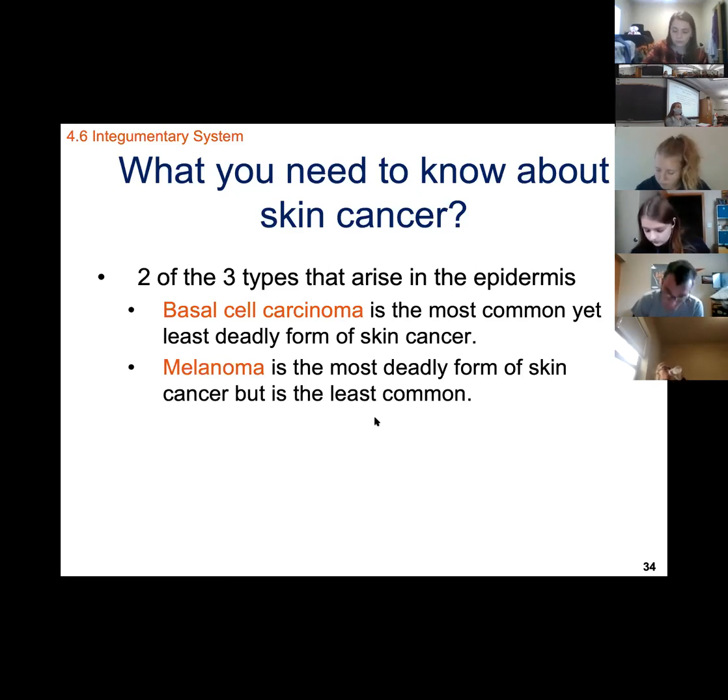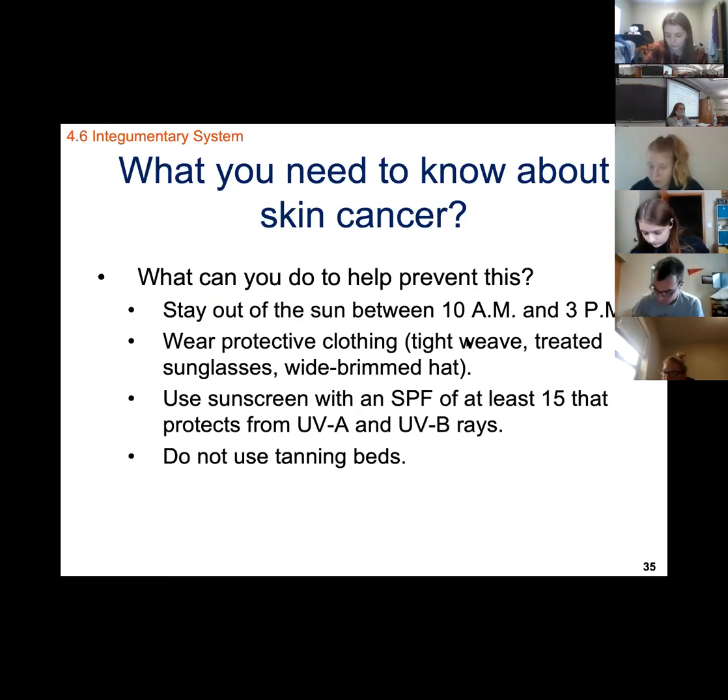The basal cell sarcoma is the most common yet least deadly form of skin cancer. Like I said, it's least deadly. Essentially what happens is that it just gets removed and it doesn't give you any problems. The melanoma is the most deadly form of skin cancer, but it's the least common. So skin cancer is not common to be deadly, if that makes any sense at all. If you have a melanoma, that is the most deadly form of skin cancer. That means it could spread to other things.